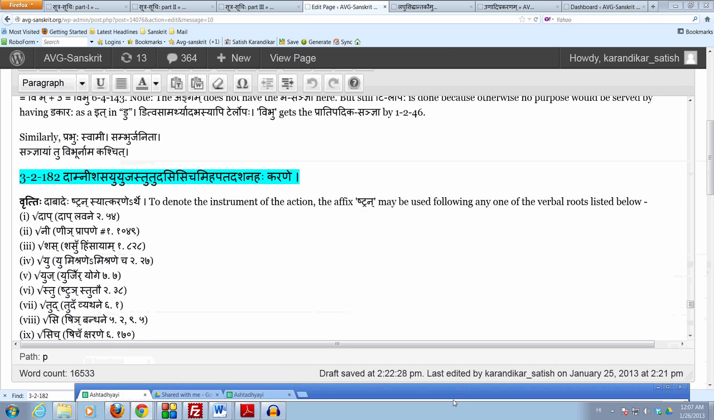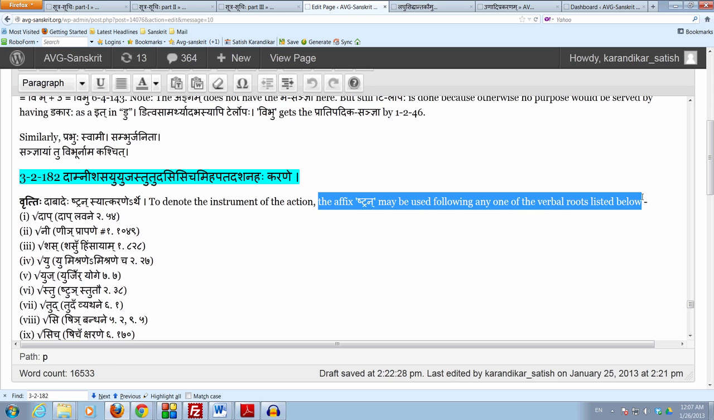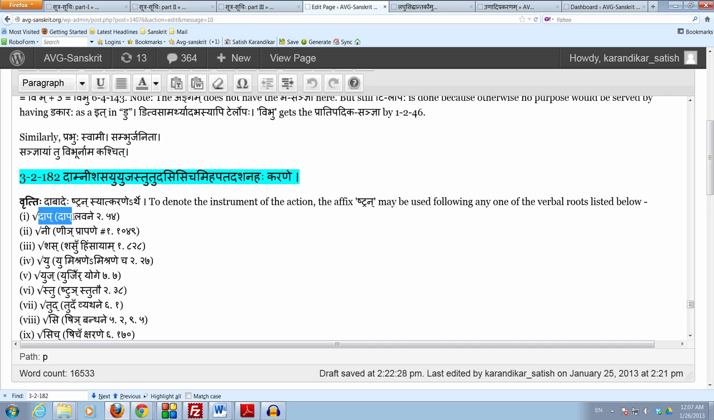This affix strun prescribed by this sutram is used to denote the instrument of the action, that by means of which the action is done. Now there are 13 verbal roots mentioned in this sutram, and they are as follows. First one is dap, which is lavane in the adadiganaha.